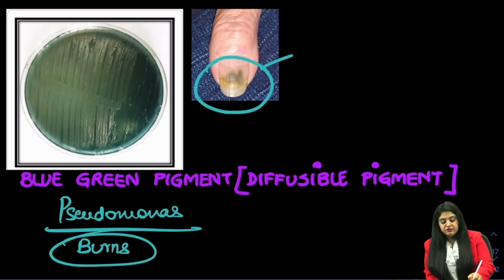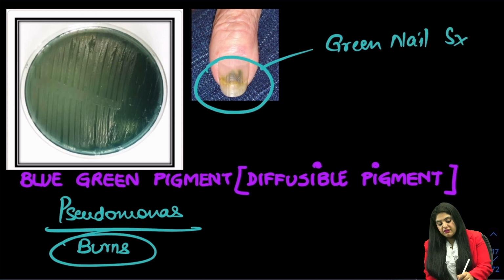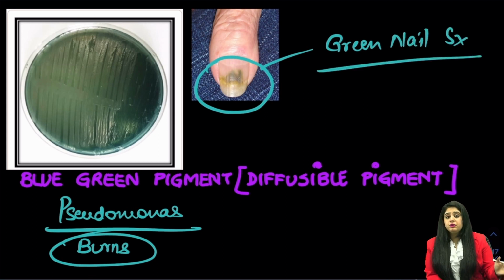And this green nail syndrome. This green nail syndrome picture is also very, very famous for Pseudomonas. Extremely important Pseudomonas related things that I have told you. And you know fluoroquinolones is what you're going to give for the treatment. I hope that aspect of pharmacology you remember.